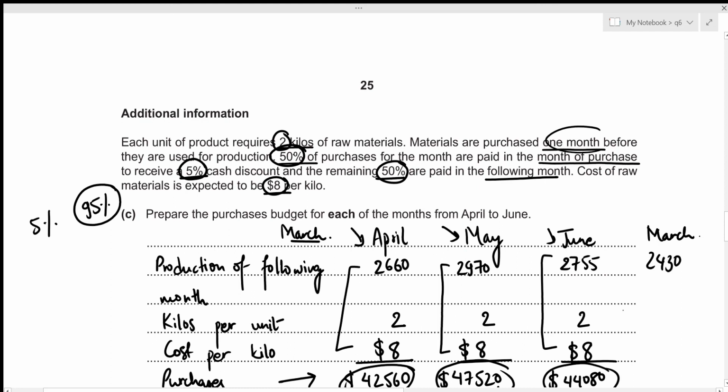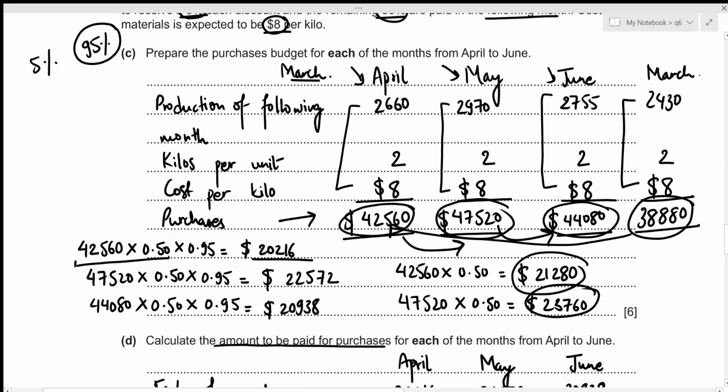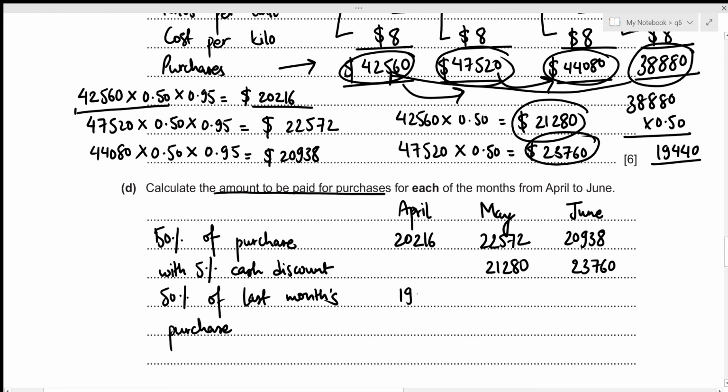I'm just going to copy this amount. And we know that the kilos per unit is the same for all months, so that's going to be 2, and the cost per kilo is also going to remain the same, so that's 8. Now this gives the total purchases for the month of March to be 2,430 times 2 times 8, which results in the value of 38,880. Now for 50% of the purchases made in March, that 50% amount will be paid in April. Let's figure it out. That's 38,880 times 0.50, which results in the value of 19,440. Let's record this. That's 19,440.